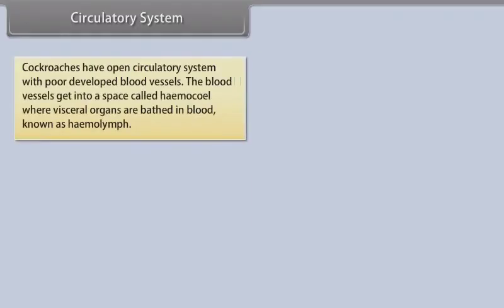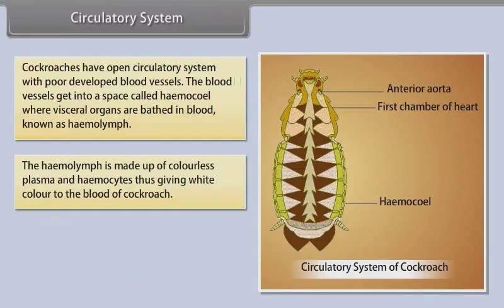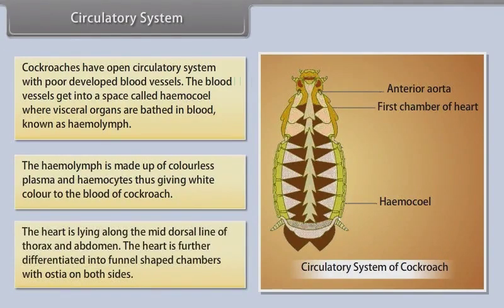Circulatory system. Cockroaches have an open circulatory system with poorly developed blood vessels. The blood vessels get into a space called hemocoel, where visceral organs are bathed in blood, known as hemolymph. The hemolymph is made up of colorless plasma and hemocytes, thus giving a white color to the blood of the cockroach. The heart is lying along the mid-dorsal line of thorax and abdomen. The heart is further differentiated into funnel-shaped chambers with ostia on both sides.